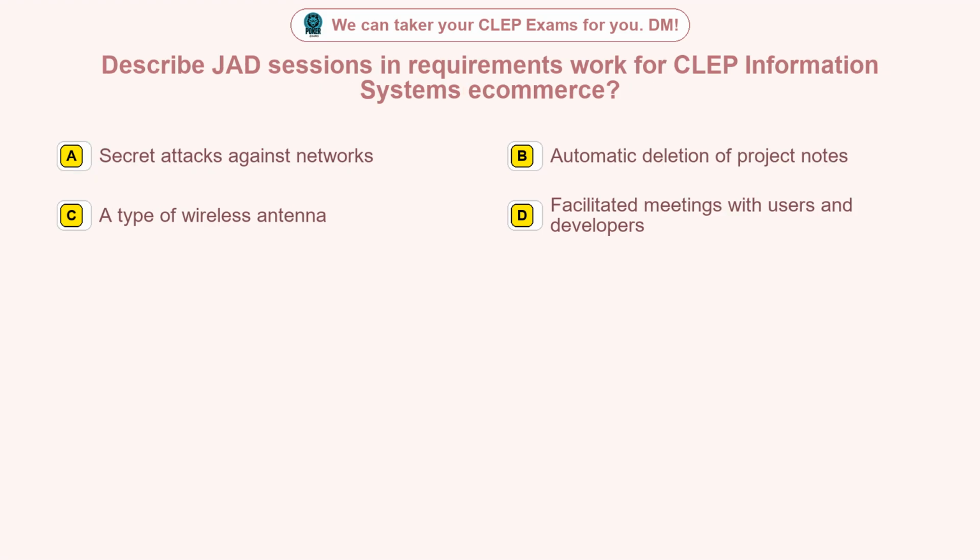Question 73. Describe JAD sessions and requirements work for CLEP Information Systems Ecommerce. Option A, secret attacks against networks. Option B, automatic deletion of project notes. Option C, a type of wireless antenna. Option D, facilitated meetings with users and developers. The correct answer is option D, facilitated meetings with users and developers.